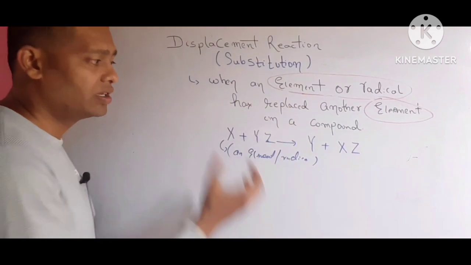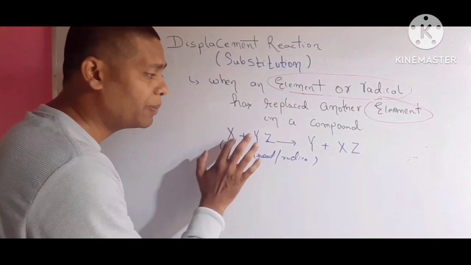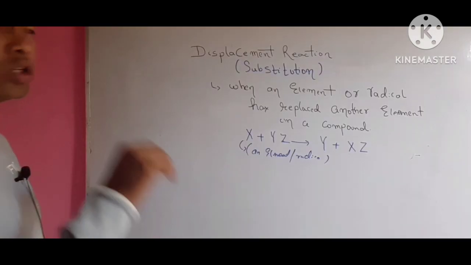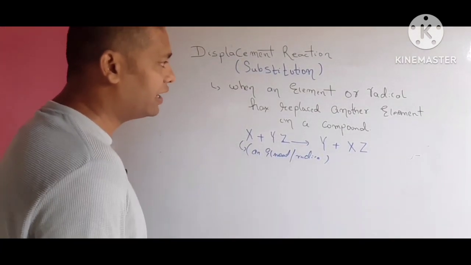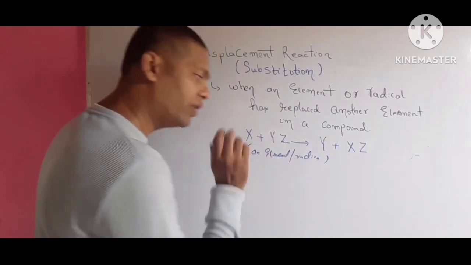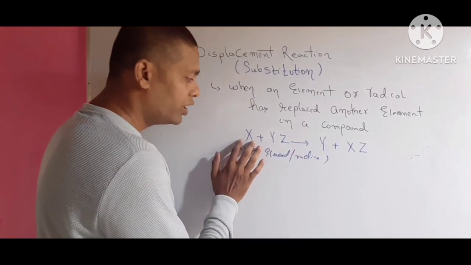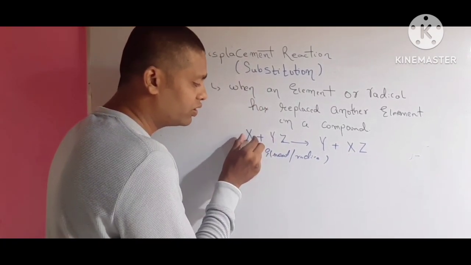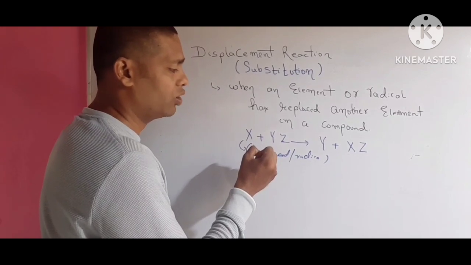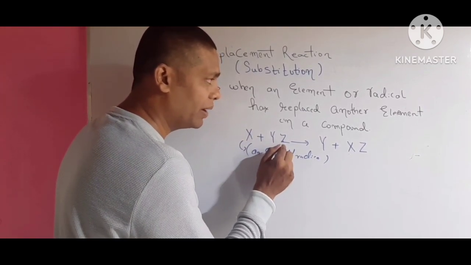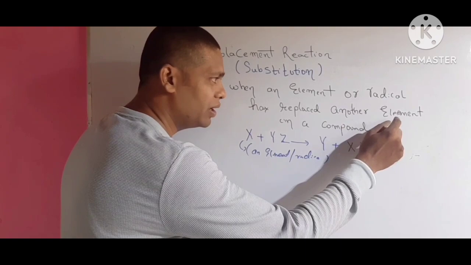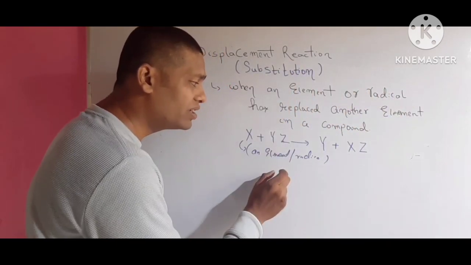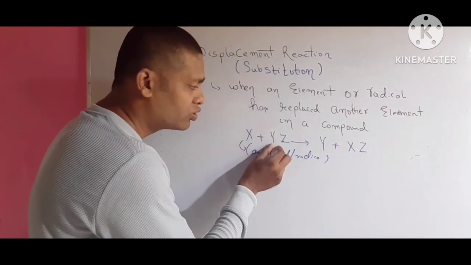Now how does it do this? How did you come to know that it has the power to displace? According to the definition, this can be an element or radical. Now what it has to do is displace or substitute. If it is a powerful element or radical, it will displace one more element. It will always displace an element only. The one who is displacing can be an element or radical, but the one being displaced is always an element.